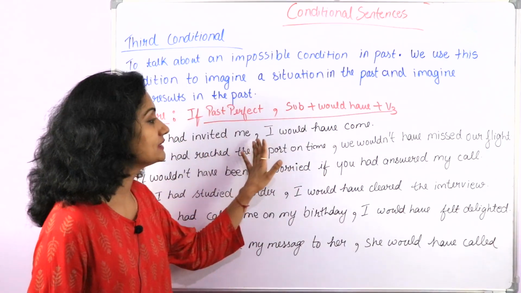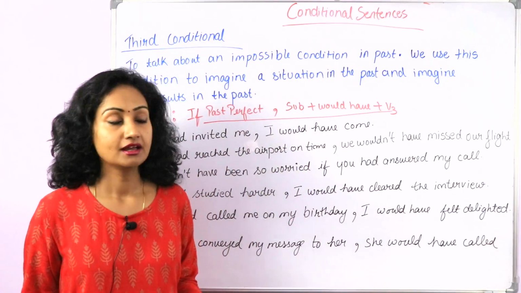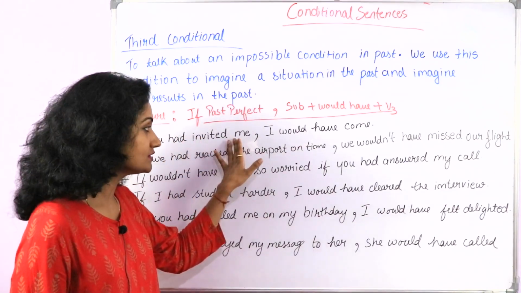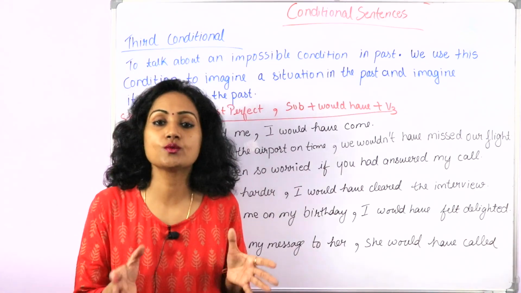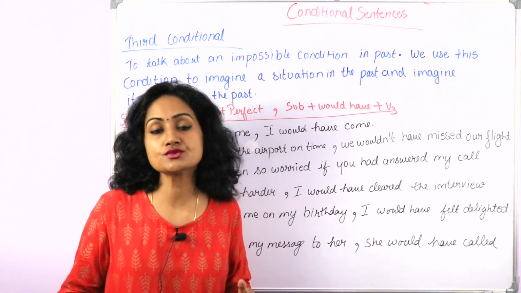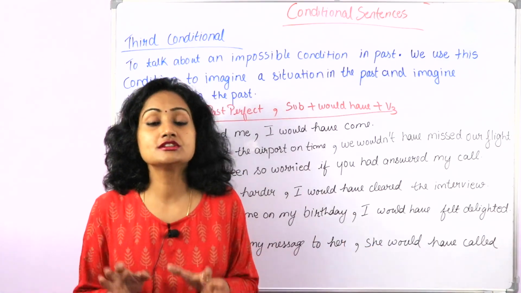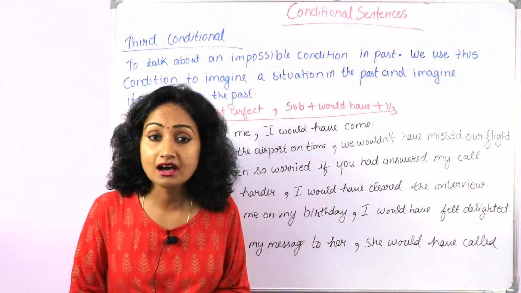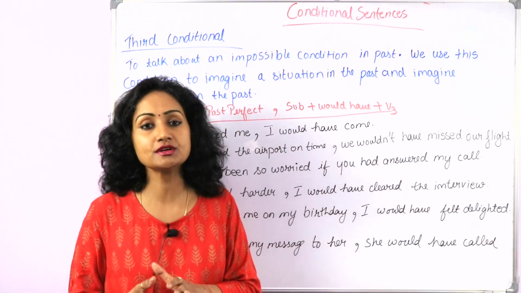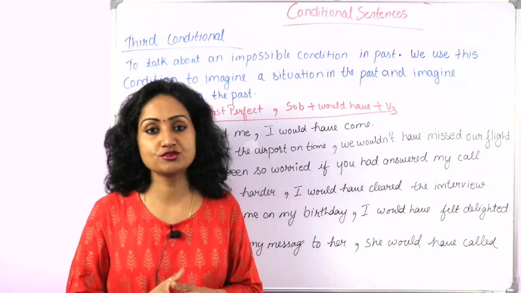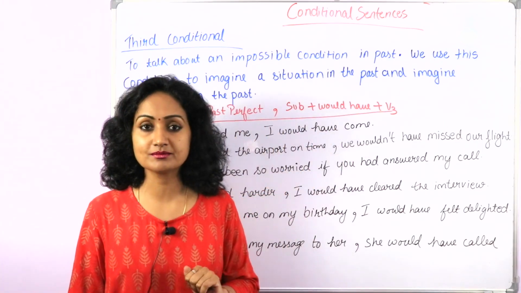If you had invited me, I would have come. This situation never happened in past, and if it had happened, then I would have come. So the situation is that it was your wedding and you forgot to invite one of your best friends. And now it's all done, and today you call up your friend and ask, why didn't you come? And he says, because you forgot to invite me. You didn't invite me. If you had invited me, I would have definitely come.